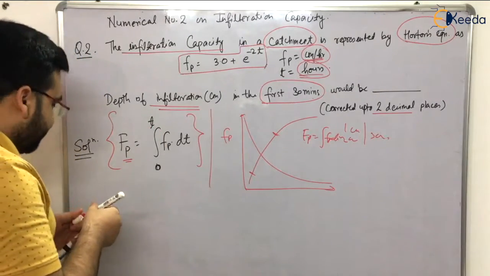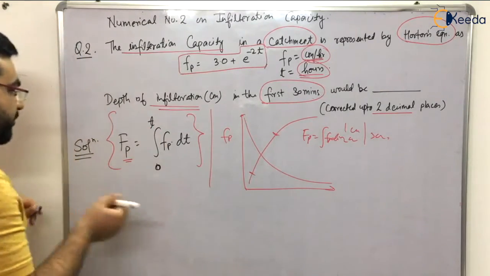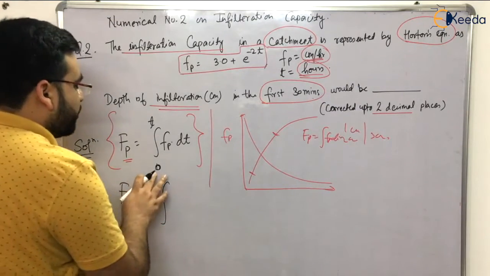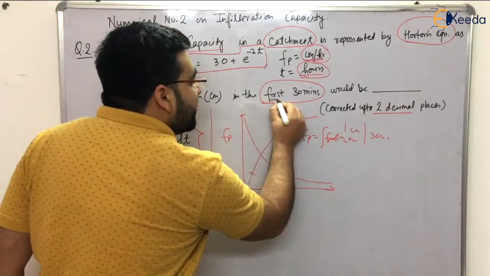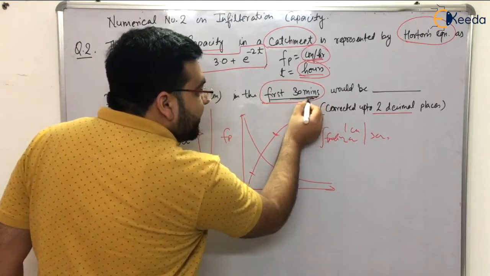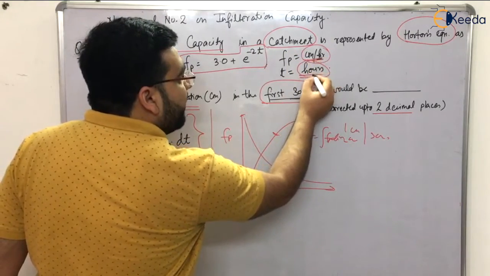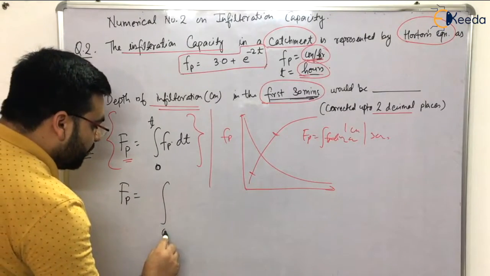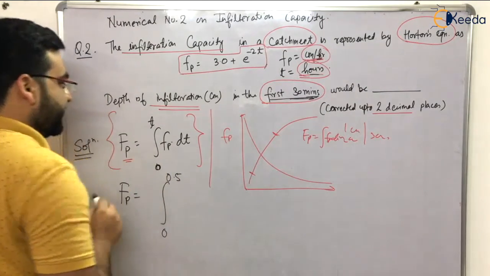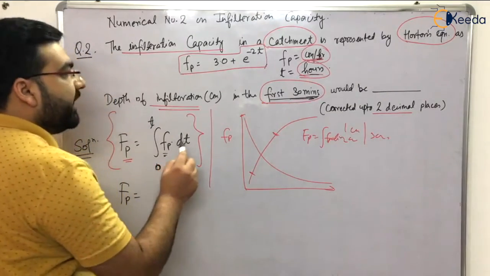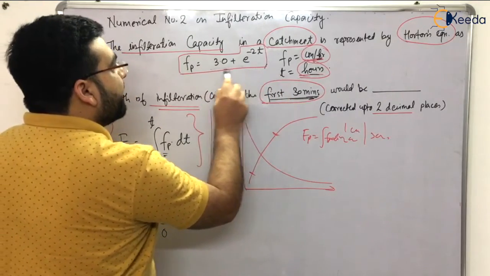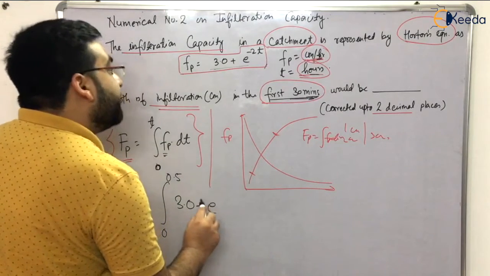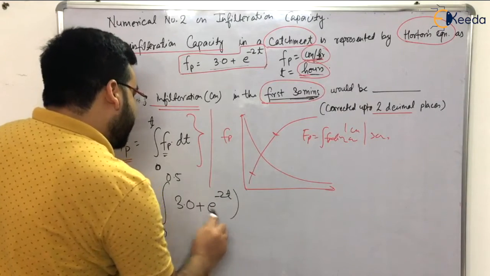Now it is just a simple numerical. So it would be equal to the integration from 0 to time t. How much time t? First 30 minutes. Now this is in minutes and these units are in hours. So 30 minutes is equal to 0.5 hours. From 0 to 0.5 hours, Fp dt. Fp is given as 3 plus e raised to power minus 2t. So integral of 3.0 plus e raised to the power minus 2t into dt.